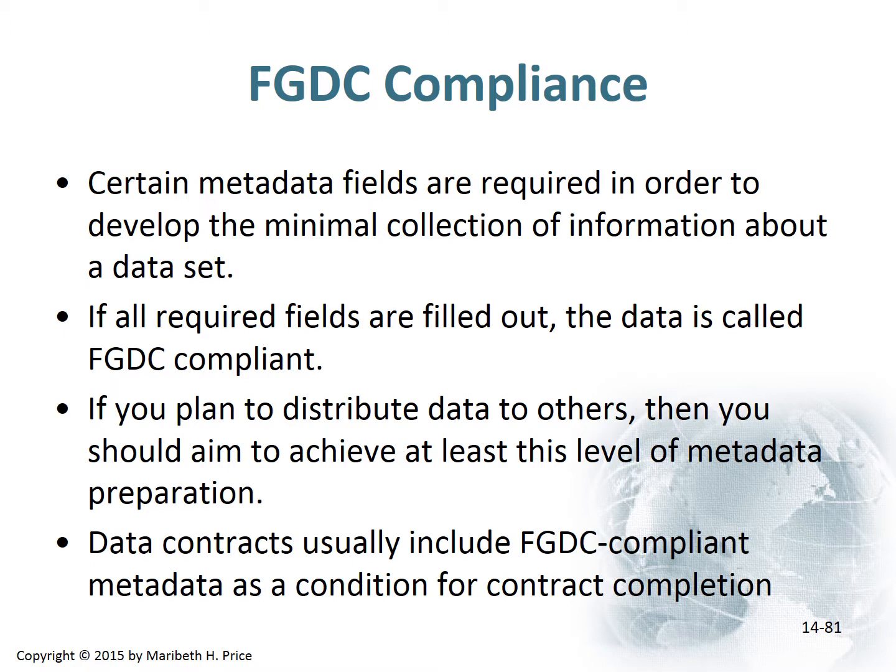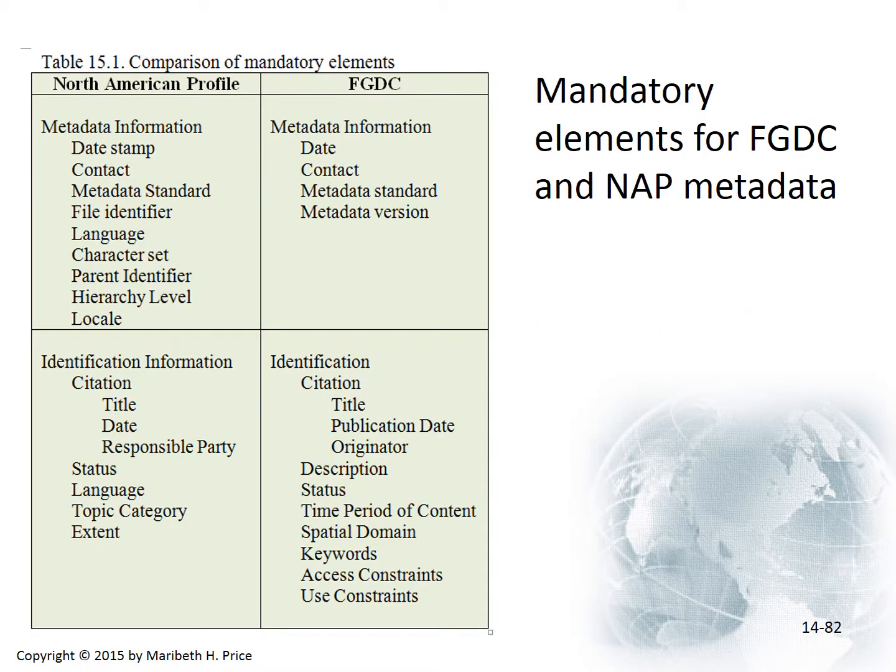Generally, contracts, when you're dealing with data, include FGDC compliant metadata as a condition for completion of the product. In other words, if you're making data products for most federal, state, or local agencies, they require metadata that meets this standard. So this is some comparisons of what these different types have as far as the elements. The North American profile, metadata information has these things, whereas the FGDC has these.